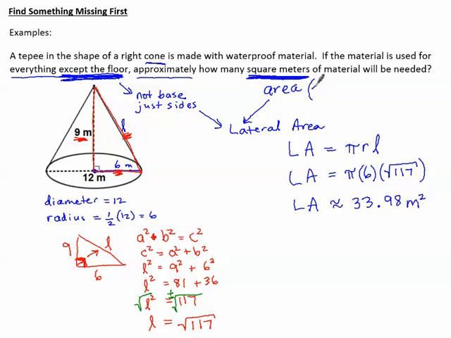Remember, area is 2 dimensions, so we have to use square meters. It also tells us in our problem that it's square meters. So there is our approximate lateral area of the cone.